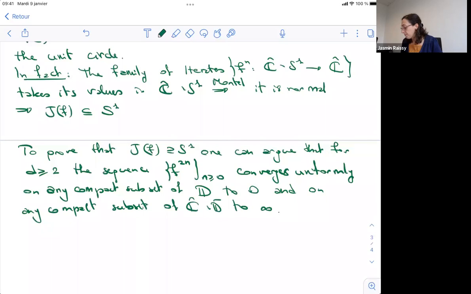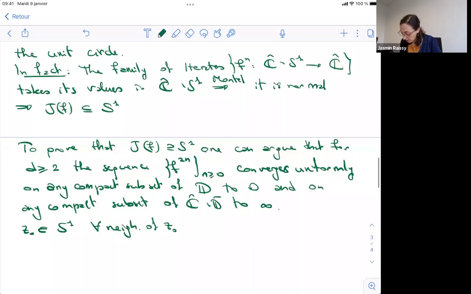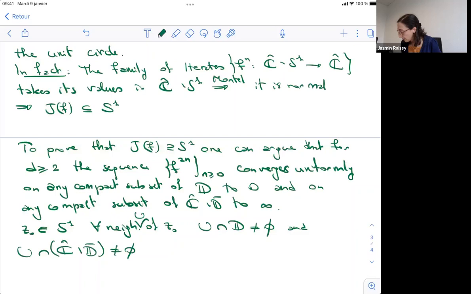And so now if I take a point Z in S1, and I take for every neighborhood of Z, well, let's say Z not in S bar, let's call it U. U intersected D is going to be non-empty, and U intersected with the complement of the unit disk is going to be non-empty. And so there is no neighborhood of Z naught where the family of iterates is normal.